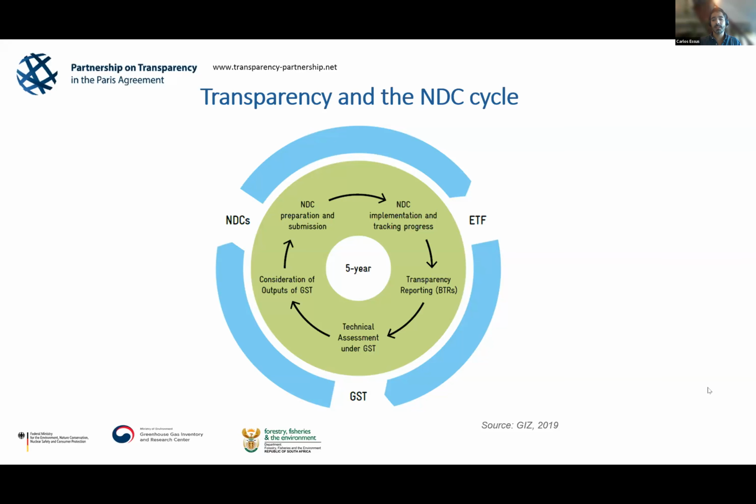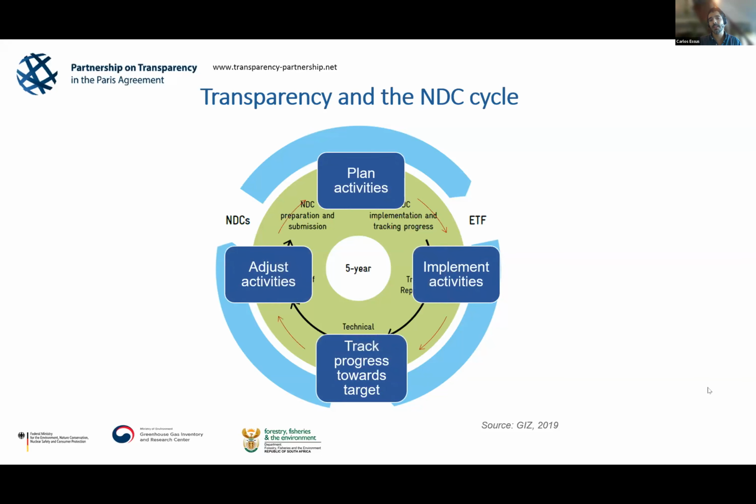And when you look at this, you would see immediately that what I showed you before sounds familiar. And at the end, it's just one big policy cycle, if you look at it like that. It's when you submit an NDC, you plan for your activities, then you implement it and you track them through the ETF. Then you track progress toward the target again through the ETF, and you adjust the activities based on those results, and in this case of the collective progress through the global stocktake.